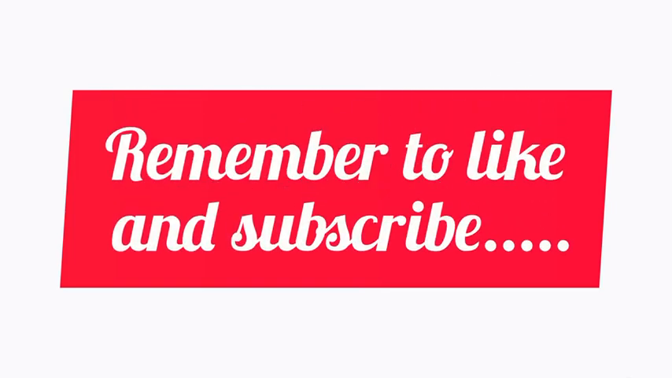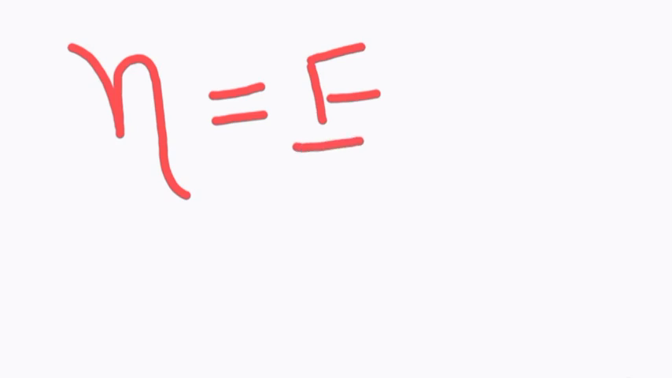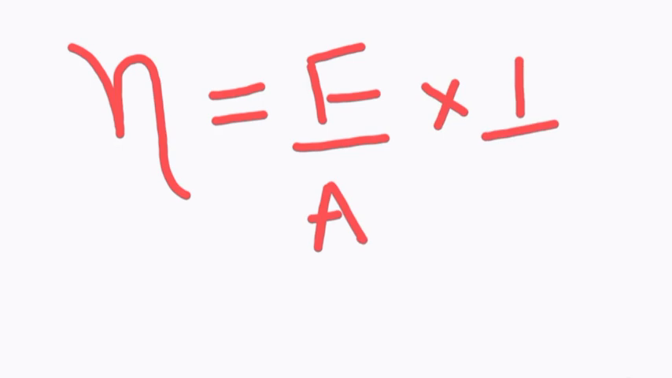So let's get the dimension for the coefficient of viscosity now. For the coefficient of viscosity, the first thing you will ask yourself is, what is the formula? The formula for coefficient of viscosity is the tangential force required per unit area times the velocity gradient. Why are we calling it velocity gradient?